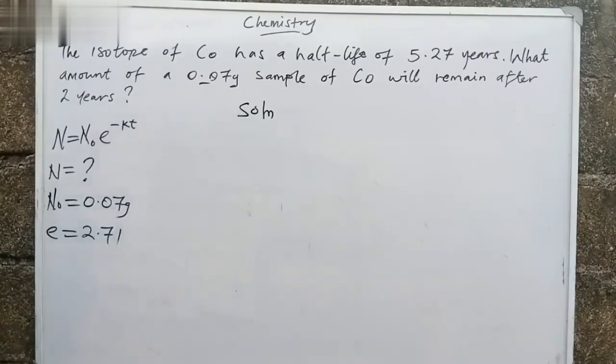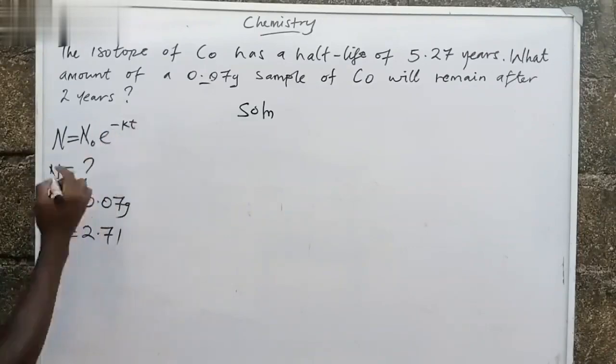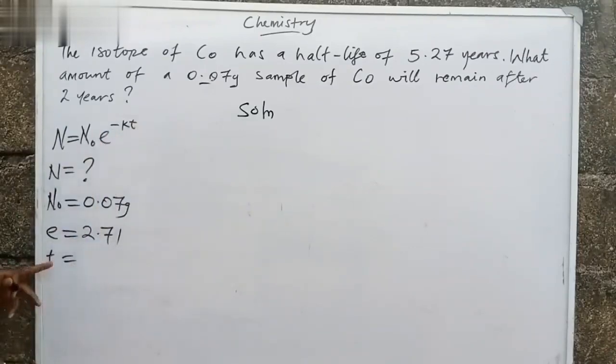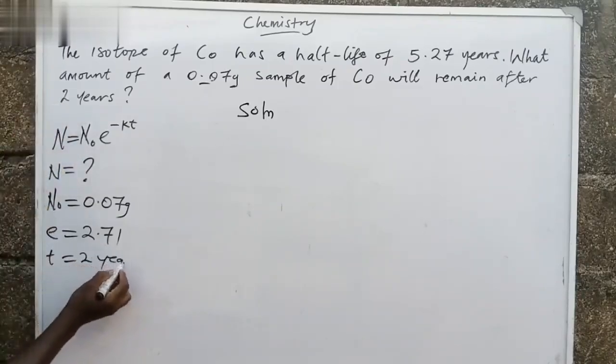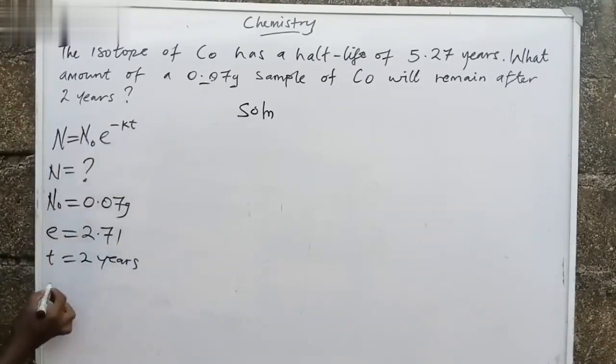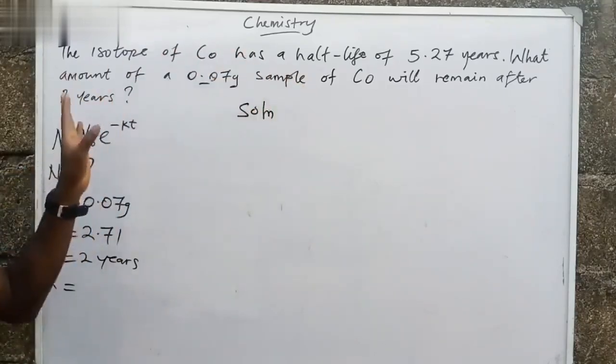The next thing is our k. Let's begin with t first. t represents the given period of time, which is 2 years. And then the last thing here is k. k is called the decay constant, and from the equation, the decay constant is not given.